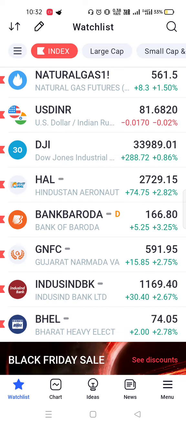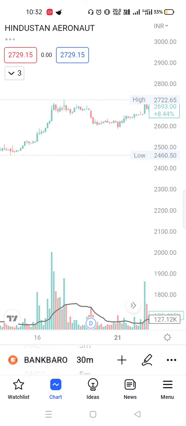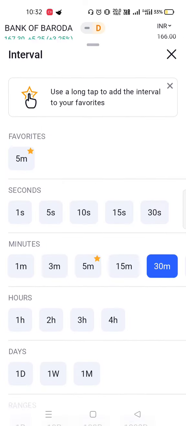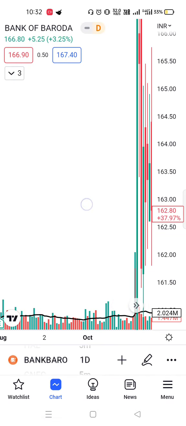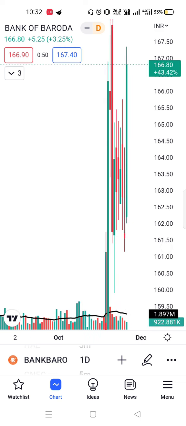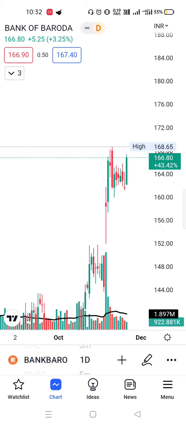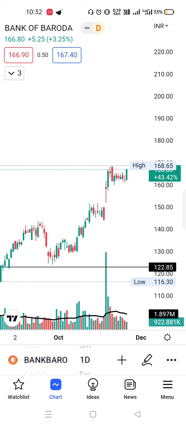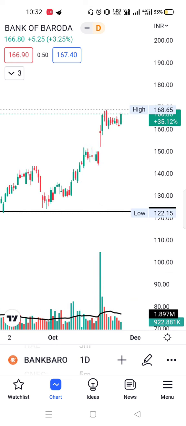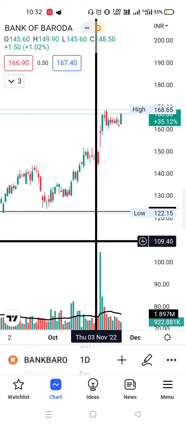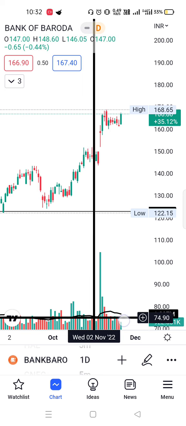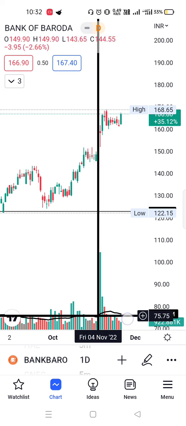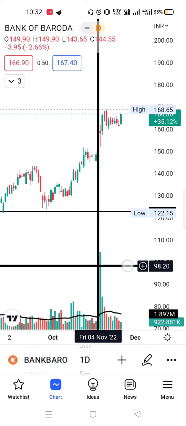Next, after HAL, can we go for the Bank of Baroda? In the Bank of Baroda I need to go for the 1 day analysis. You can check here, see how the trade was taken. See, tremendously it increased. Check here, the volume tremendously crossed the moving average. This black line is the 20 days moving average on the volume chart. So it increased tremendously.